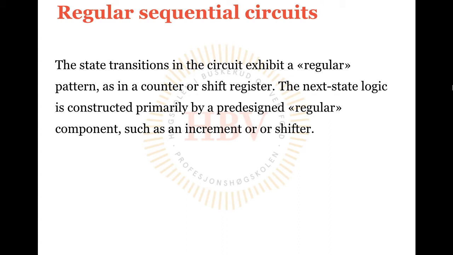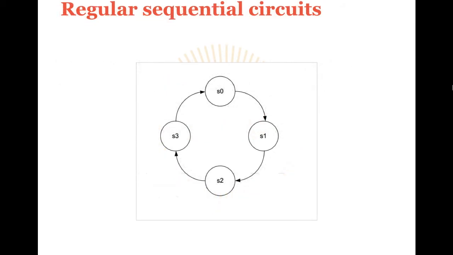The regular sequential circuit: the next transitions in the circuit exhibit a regular pattern, as in a counter or shift register. The next state logic is constructed primarily by a pre-designed regular component, such as an incrementer or shifter. As we can see on this picture I have taken with me, we can pretend this is a counter which increments from S0 to S1, from S1 to S2, from S2 to S3, and from S3 to S0. As you can see, it has a very basic structure. It is not dependent on even time and other inputs.